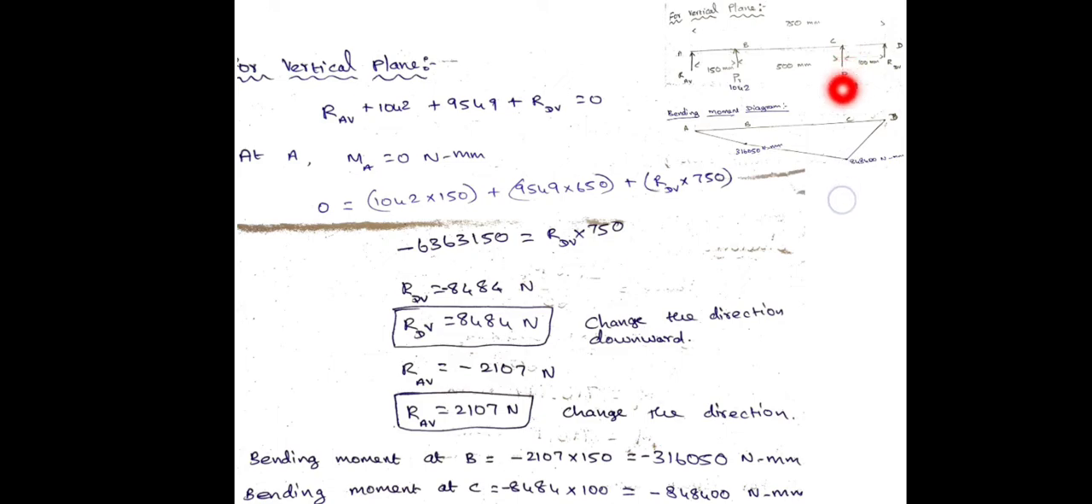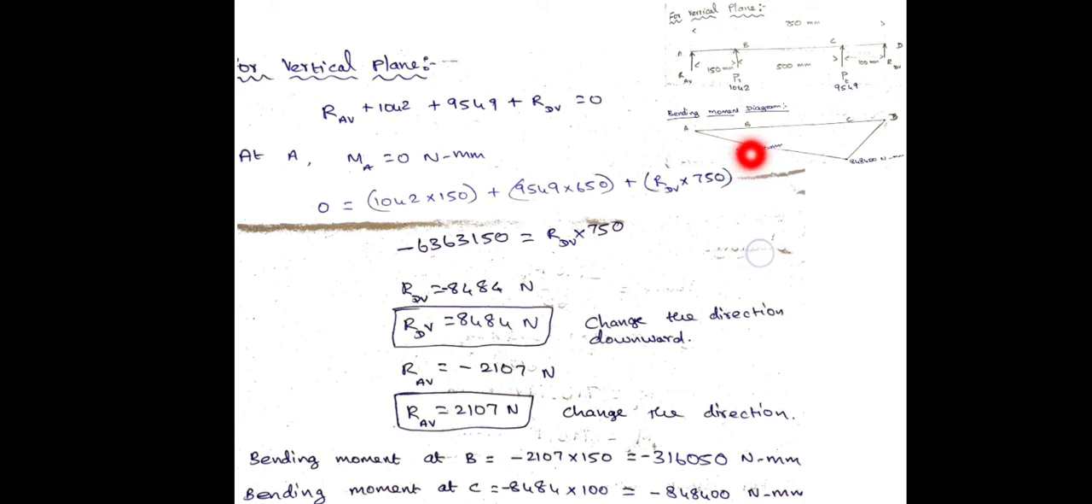Similarly, bending moment at point C. If you come from the right-hand side, only one force will be there, so I am coming from the right-hand side. RDV is in the downward direction. Initially I drew it upward, but since I got the answer in negative, I changed it to downward. Downward means about point C it is rotating clockwise, so I have to put minus. Minus 8484 into 100. The answer is minus 848400.